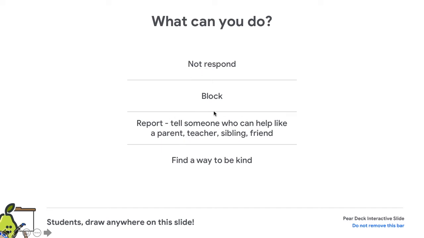And if you're in an online situation, you could talk to an adult about blocking this person if they're doing online bullying. And the most important thing is to be kind. Find a way to be kind to people in your class or that you see who are having a difficult time, to be kind to them to make them feel better about things.